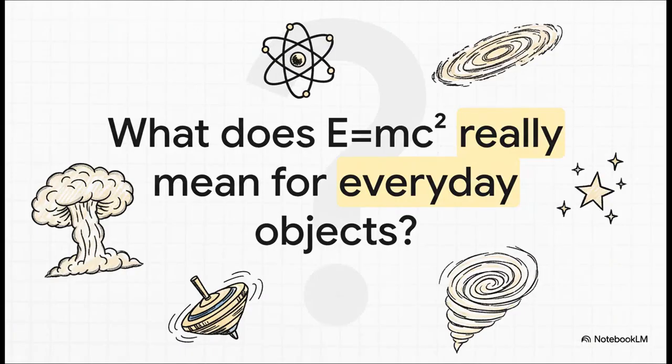Okay, we've all seen it. E equals mc squared. It's probably the most famous equation on the planet. But it's not just for nuclear physics or distant stars. It tells us something really deep. Energy and mass, they're basically two sides of the same coin. So what does that actually mean for something super simple, like a spinning top?